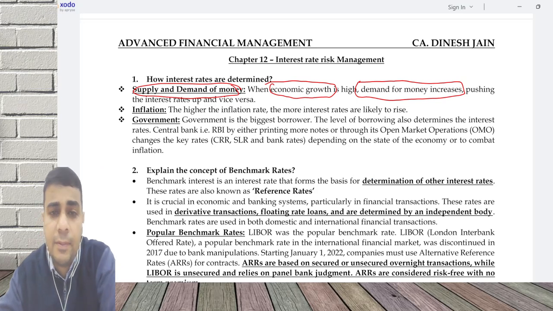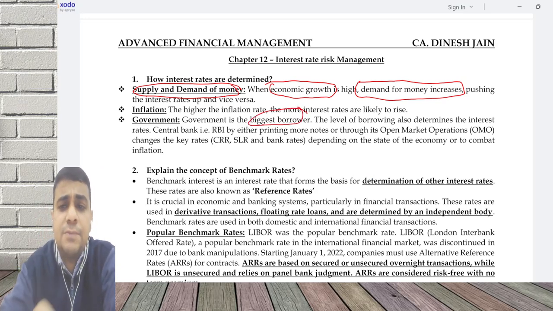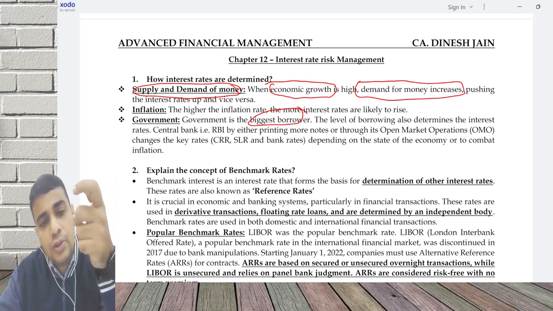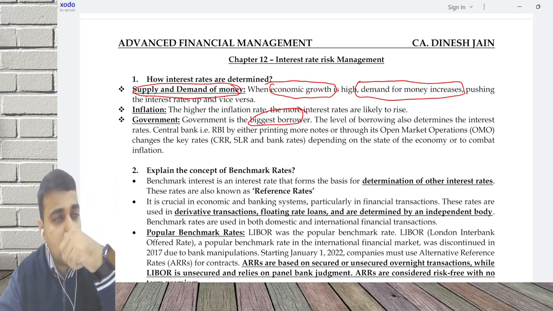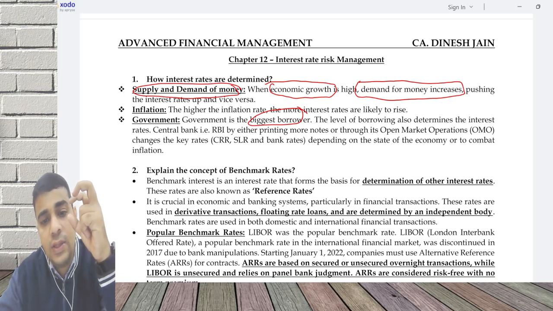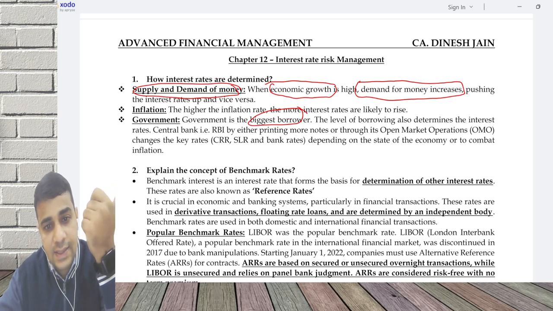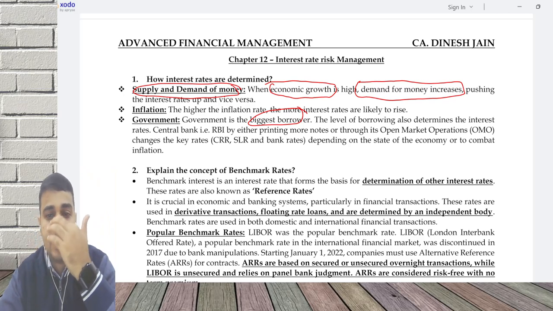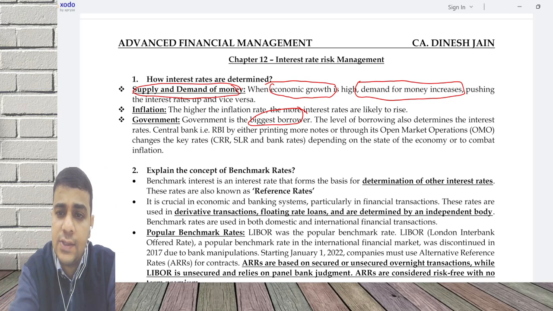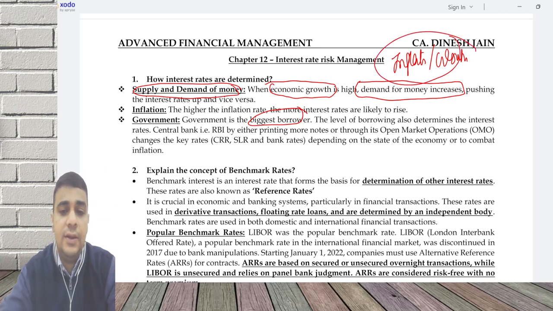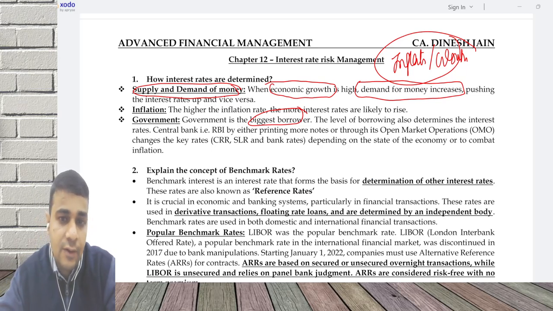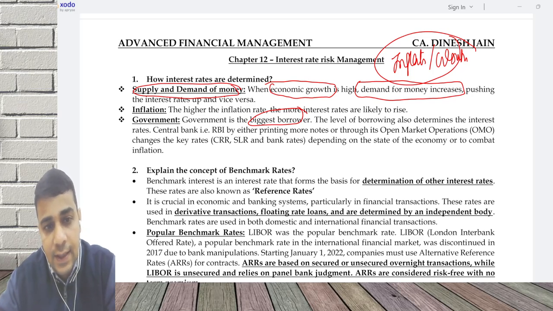Third part is government, because they are one of the biggest borrowers. If they are borrowing a lot, that can influence the interest rate. Also, the government through the central bank, which is the Reserve Bank of India, can control various key rates like CRR, SLR, and bank rate, which all have an impact on inflation and indirectly on interest rates. So to me, the most important factor is inflation or growth. Both are interlinked, because if growth is there, inflation will start going up. So growth and inflation are the two major factors which are going to impact the interest rates in a country.